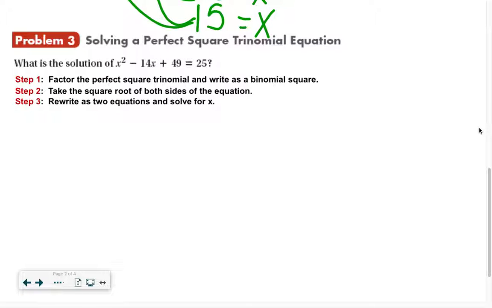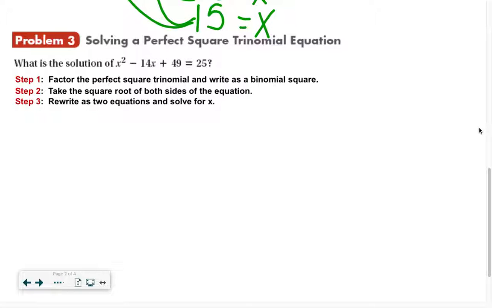The next thing we're gonna do is solving a perfect square. I want everyone to pay attention because we're gonna use this for the next 2 days. Okay, how about when you come back on Monday? Okay, we got some steps. First step, factor the perfect square trinomial and write as a binomial square. That is what we did on the test we just took.